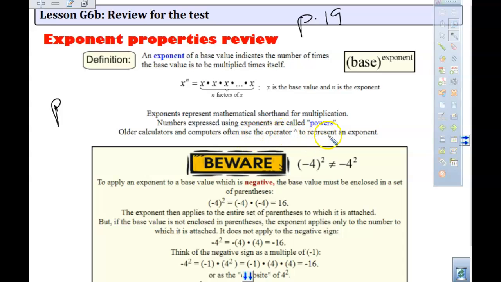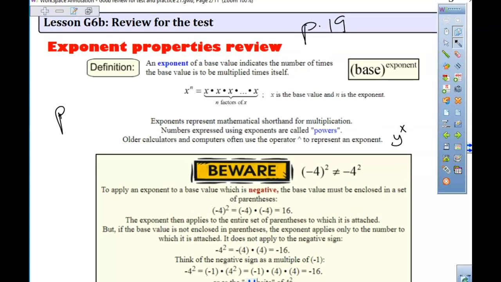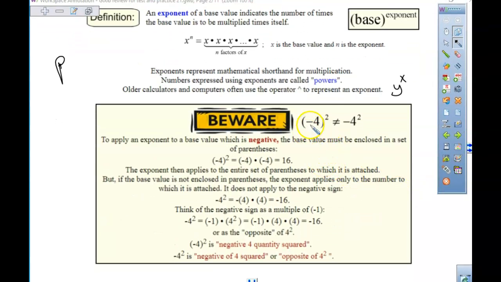Older calculators and computers often use this caret key, so if you see that, other times y to the x is what they are using. So if we are taking a look at this, it says beware. Negative 4 to the 2nd really means negative 4 times negative 4. And if you take negative times a negative, we should always end up with positive 16. This problem right here, they say, oh, this is really what it means. Negative 4 to the 2nd means negative 1 and then square the 4.